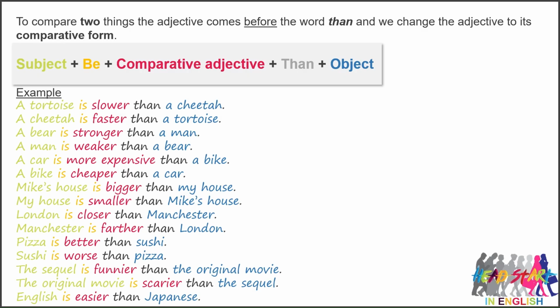London is closer than Manchester. Manchester is farther than London. Pizza is better than sushi. Sushi is worse than pizza. The sequel is funnier than the original movie. The original movie is scarier than the sequel. English is easier than Japanese.